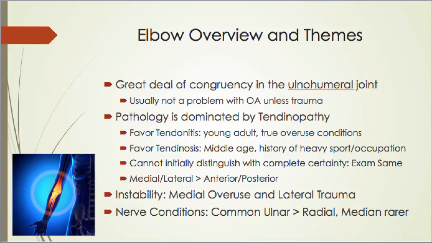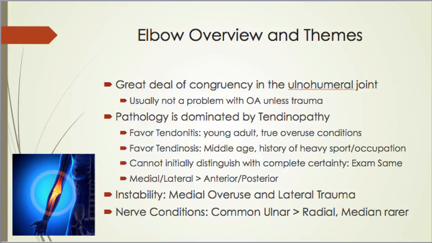So those issues that favor tendinitis are young adults and true overuse conditions, while tendinosis, which you recall is a degenerative tendon process, tends to affect the middle aged, and those with a history of heavy sport or occupational activity that make their tendons more susceptible to degenerative processes. The interesting thing is that we really can't distinguish between them as far as the exam goes, but as we'll see a little later and discuss, the subjective information could be helpful.